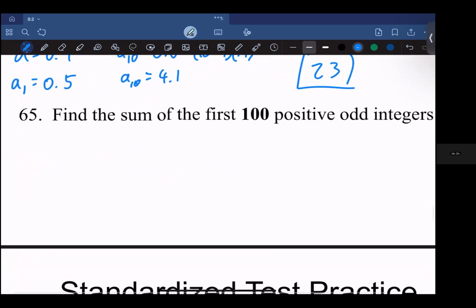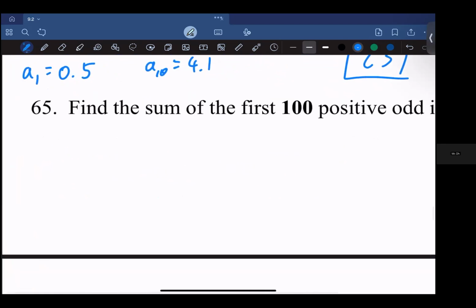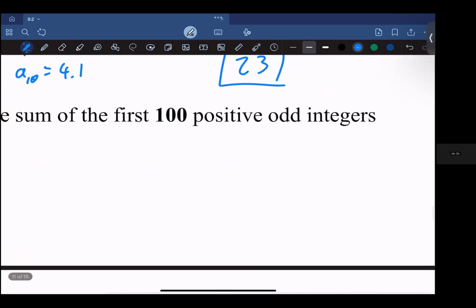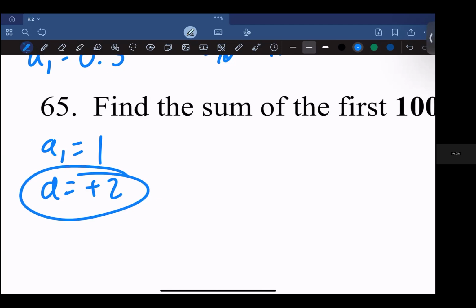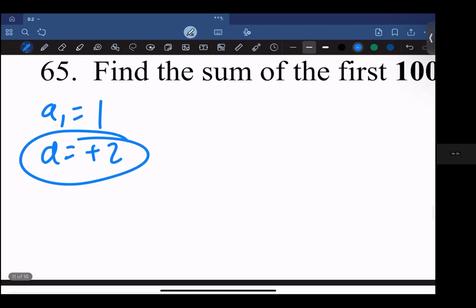Next one, find the sum of the first 100 positive odd integers. When it says positive, this is telling us no zeros. So A1 is equal to 1. D is equal to plus 2. We start on 1, not on 0, because we need positive integers, and they have to be odd, so we're going to continue to add 2. Now, what do we want? We want the 100th, n equals 100.